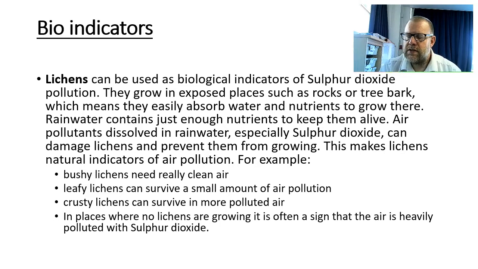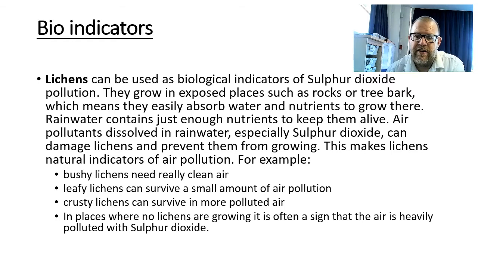So when we looked at water pollution in the last lesson, we talked about bioindicators. They were all invertebrates. Now also plants or lichens can be used as biological indicators of sulfur dioxide pollution. So these grow in exposed places such as rock or tree bark, which means they easily absorb water and nutrients to grow there. So rainwater contains just enough nutrients to keep them alive. Air pollutants dissolved in rainwater, especially sulfur dioxide, can damage lichens and prevent them from growing. So it's an excellent indicator.